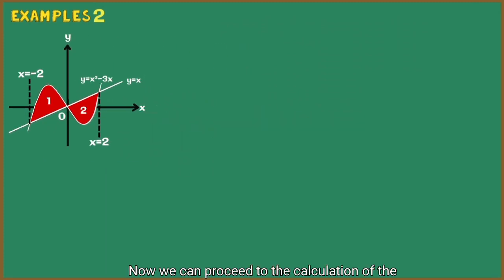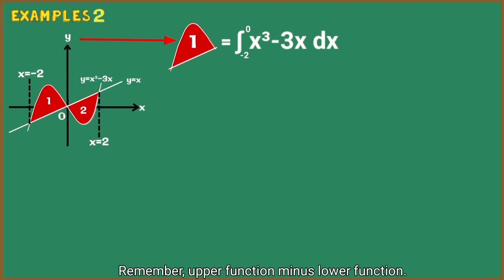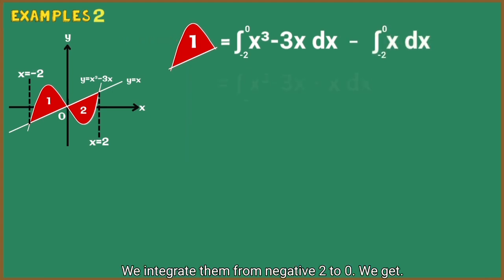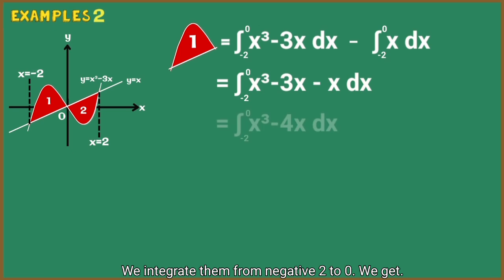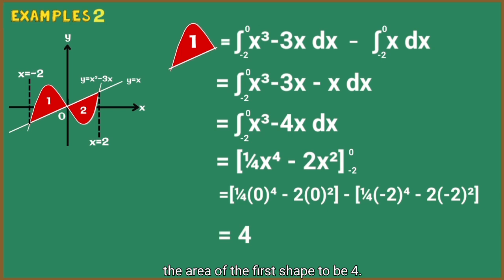Now we can proceed to the calculation of the first area. Remember, upper function minus lower function. We integrate them from -2 to 0. Then we get the area of the first shape to be 4.